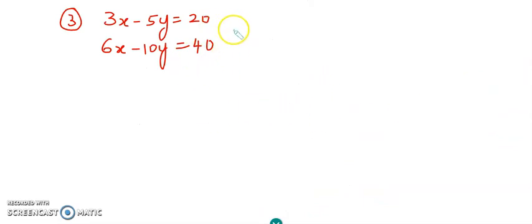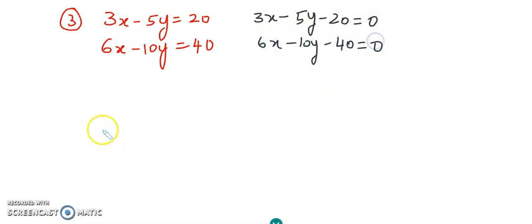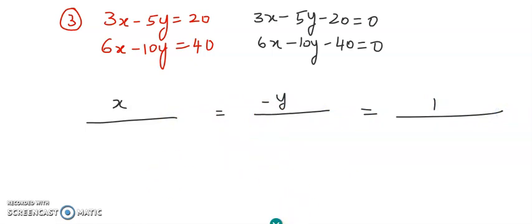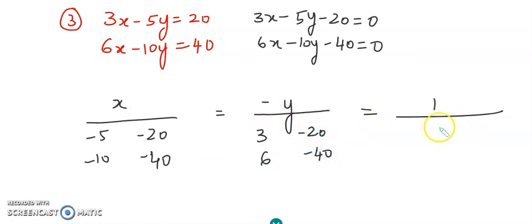Okay, I've taken a few more questions to solve. Let's start. Again, what I have to do as a first step, shift the constants to the left. So 3x minus 5y minus 20 equals 0, 6x minus 10y minus 40 equals 0. Then I have to write x upon, minus y upon, and 1 upon, right? Okay, so let's write down. So what should I write as the first thing here? Coefficients of y has minus sign. So it will be minus 5, minus 10. Constants are also negative, minus 20, minus 40. Under y, I should put, yes, coefficients of x and my constants. Okay, under 1, I should put 3, 6, minus 5, minus 10.